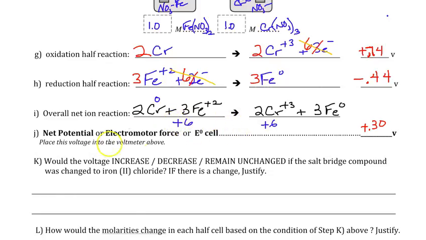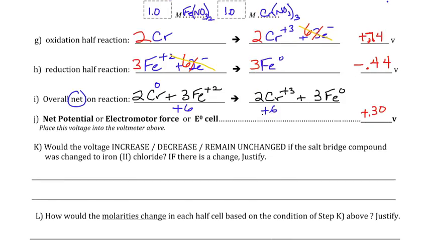We know we've done this right. It's a net ionic reaction. We don't put in the nitrates because they're spectators. All right? So we've done almost everything. Almost done here. Okay? What would be the voltage? Would the voltage increase, decrease, or remain unchanged if the salt bridge compound was changed to iron(II) chloride?